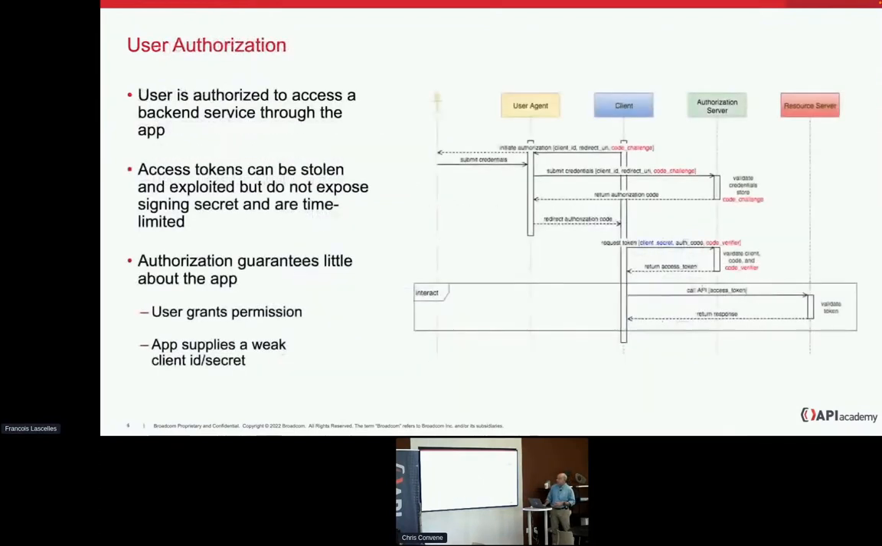User authorization, the good news about user authorization with OAuth, for example, is that there's a pretty good model that's defined that allows a user to grant access to an application to go ahead and make an API call through, and the back end doesn't know a lot of the PII and credentials, passwords, etc. of the user itself. So good model. But again, like API keys, it really doesn't guarantee too much about the app.